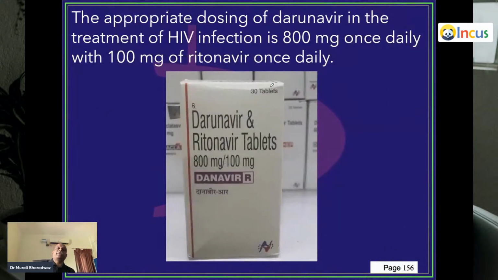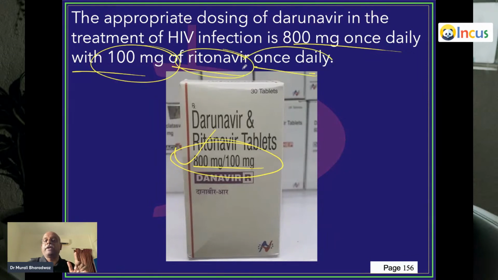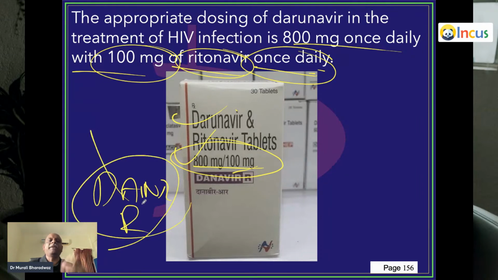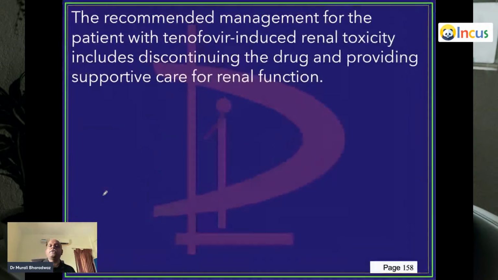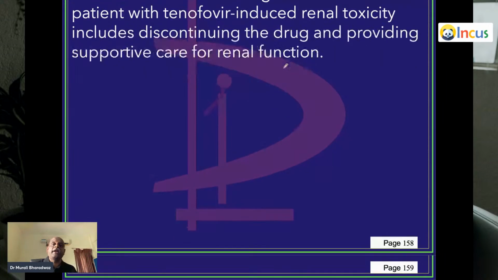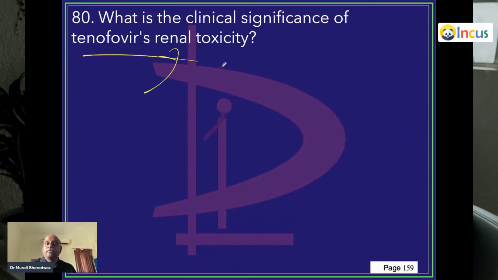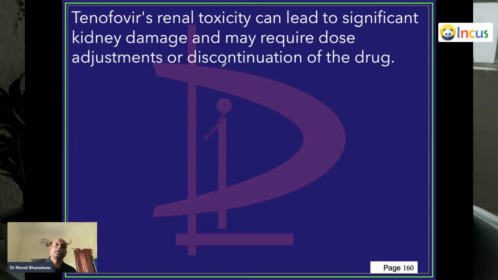Darunavir in the treatment of HIV: you give 800 mg once daily with 100 mg of ritonavir once daily. Darunavir 800, ritonavir 100. This is called Darunavir R, a very common brand. What is the recommended management for tenofovir-induced renal toxicity? You need to discontinue the drug and provide supportive care, right?